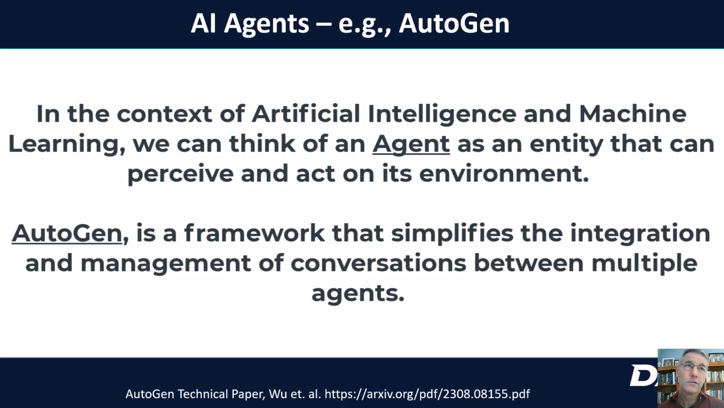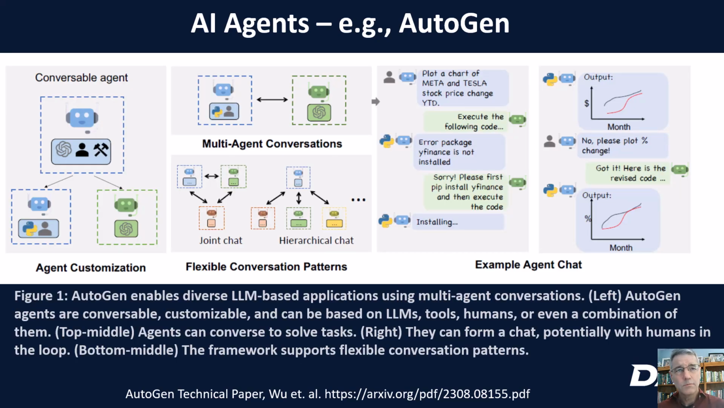In the context of artificial intelligence and machine learning, we can think of an agent like Voyager as an entity that can perceive and act on its environment. AutoGen is a framework that Microsoft came up with that simplifies the integration and management of conversations between these large language model agents. It makes it so much easier to develop complex multi-agent systems. You can think of swarms of Voyagers running around talking to each other, but not in Minecraft world, in the real world, actually running around communicating with each other.